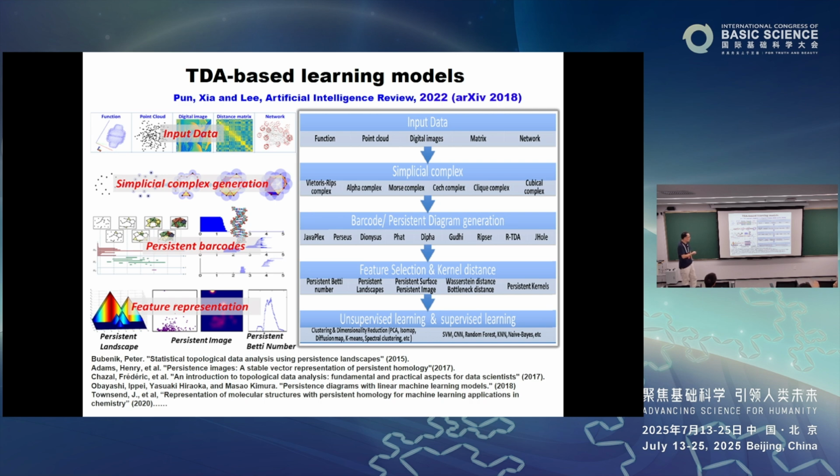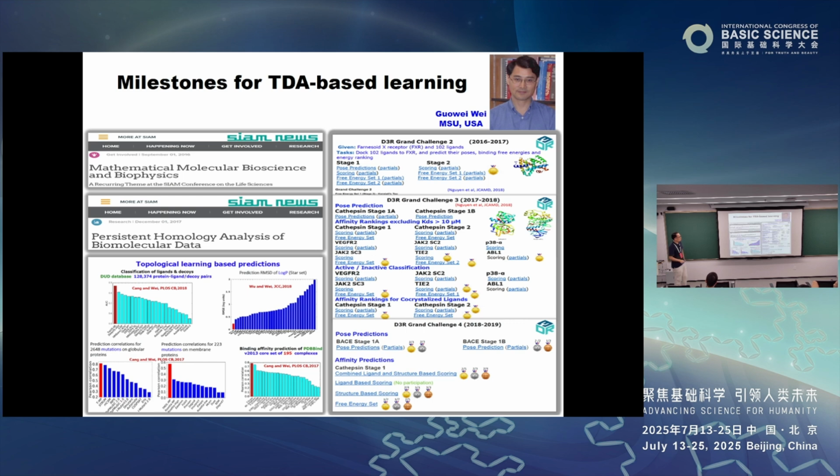You can take the features from the barcode and throw them into machine learning. So this is what they call the TDA-based machine learning models. These things have already been applied in various molecular data analysis, in particular drug design, and they have very good performance compared with existing models. In particular, in this D3R Grand Challenge, Guowei has done a lot of nice work and showed great advantages.